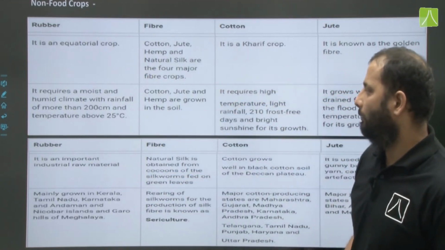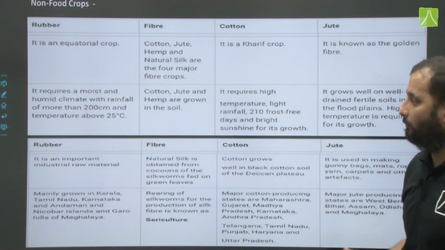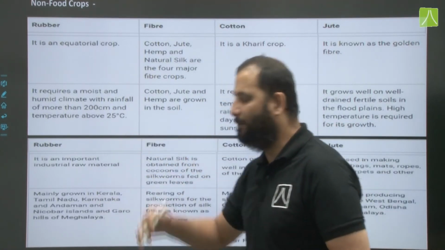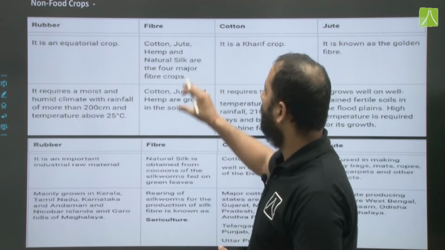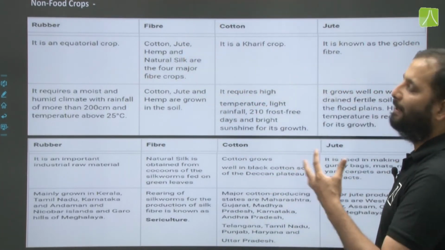It is an important industrial raw material and is mainly grown in southern part of India as well as some northeastern states. Fiber crops: cotton, jute, hemp and natural silk.